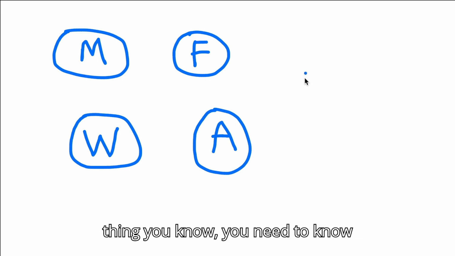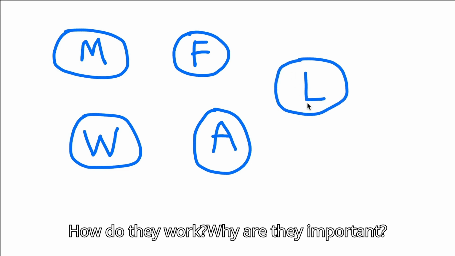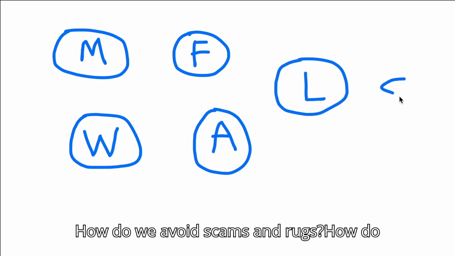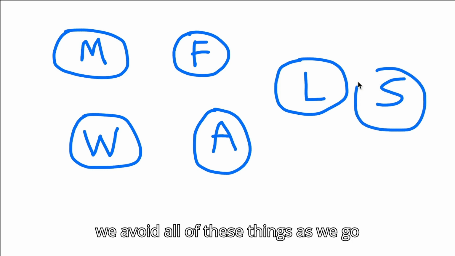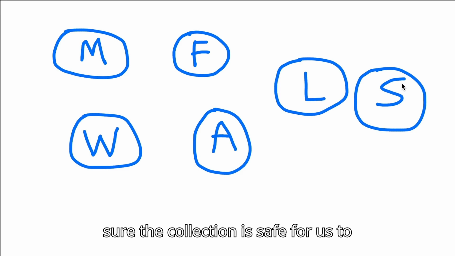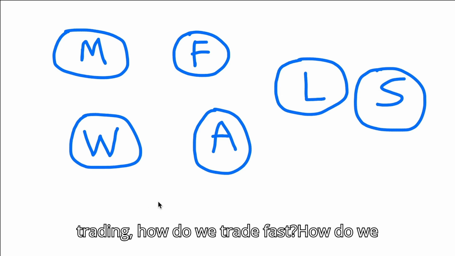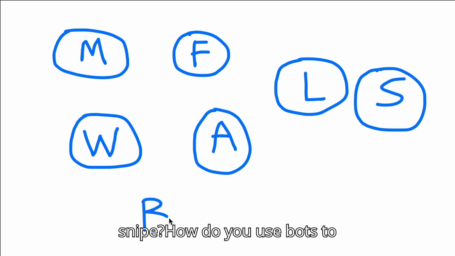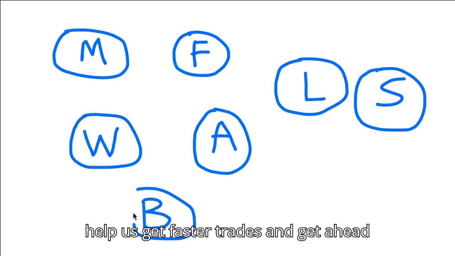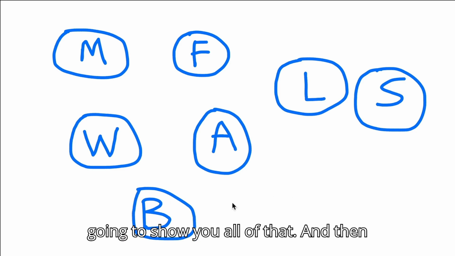And the next thing you need to know is liquidity pools. What are they? How do they work? Why are they important? How do we avoid scams and rugs? How do we avoid all of these things as we go through? So how do we make sure the collection is safe for us to trade? And then when we're actually trading, how do we trade fast? How do we snipe? How do we use bots to help us get faster trades and get ahead of everybody else? How do we do that? I'm going to show you all of that.